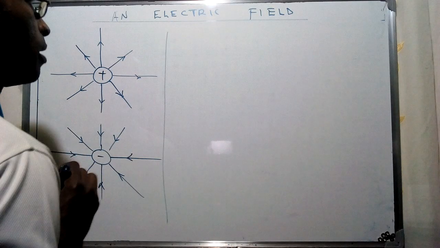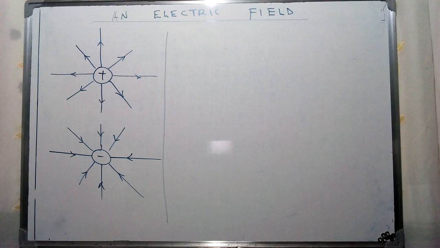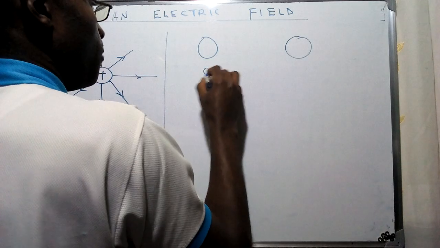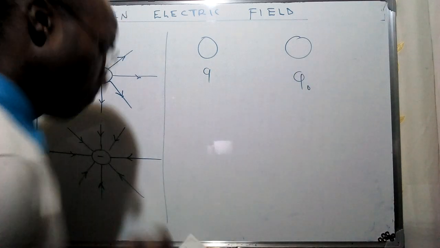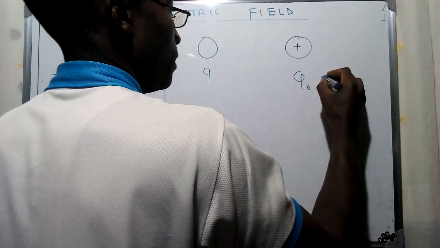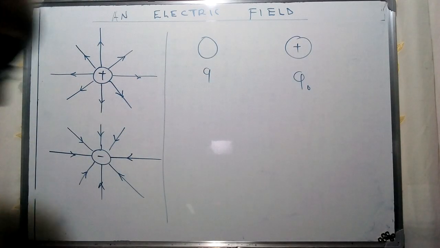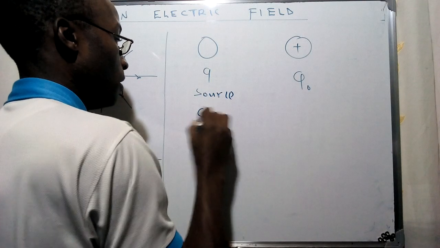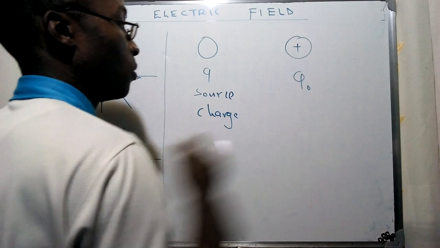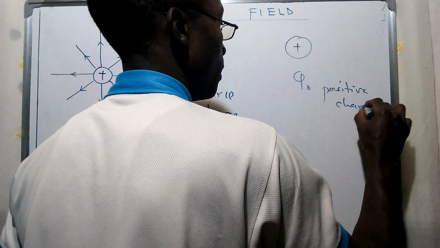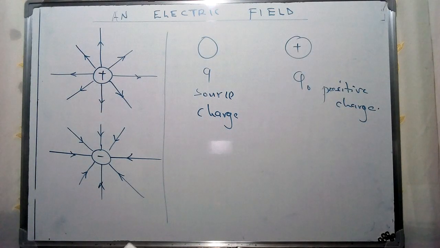In this case, I'm going to use an illustration to show this specific example. This is going to constitute a system of two charges, Q and Q naught, given as such. Q naught is going to be a positive charge. This other one is going to be referred to as a source charge. So I can give them these specific names: this one is a positive charge, and this is going to be referred to as a point charge.